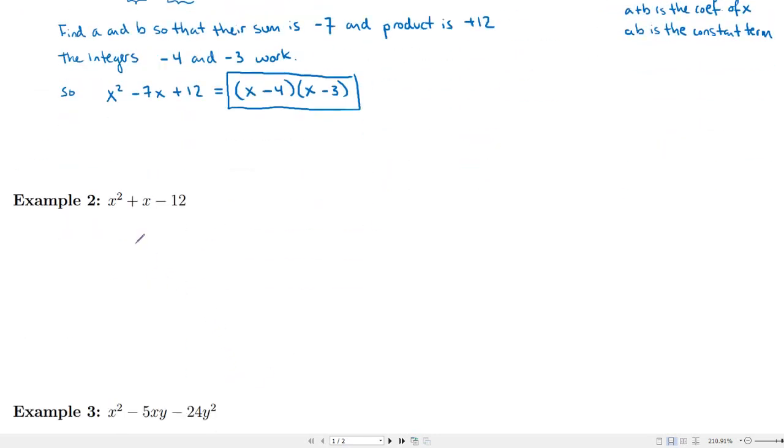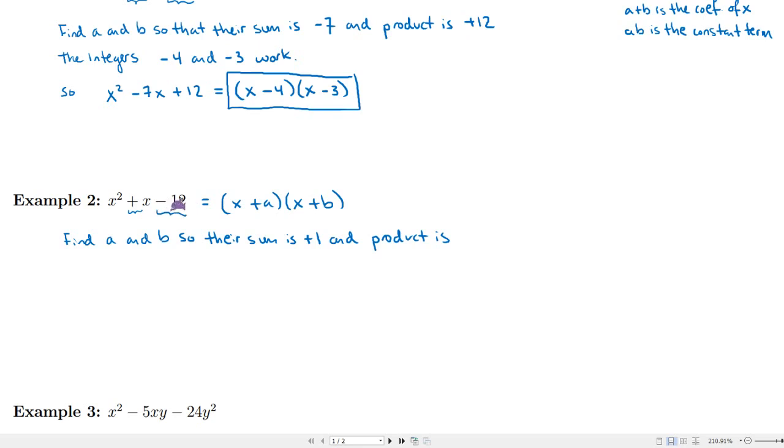So the next example, the trinomial has a leading coefficient of 1. The coefficient of x squared is still 1, so we can still use this same trick. We're going to eventually get a factor that looks like this: x plus a times x plus b, but we've got to find a and b. So their sum is what? Well, the coefficient of x in this case is positive 1, and the product is negative 12. So keep in mind that you have to pay attention to the signs here. And what solution works for this?